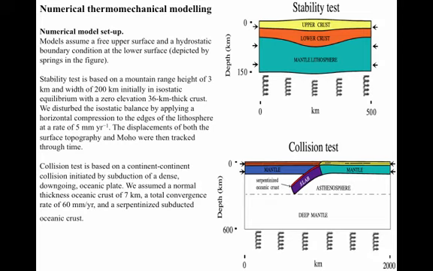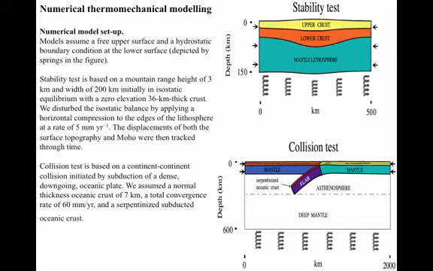There are numerical thermomechanical models that assume a free upper surface and a hydrostatic boundary condition at the lower surface. That's depicted by the springs in these models to the right. A stability test is based on a mountain range height of 3 kilometers and a width of 200 kilometers, initially in isostatic equilibrium with 0 elevation, 36-kilometer crust. They disturb the isostatic balance by applying a horizontal compression to the edges of the lithosphere at a rate of 5 millimeters per year. The displacements of both the surface topography and Moho were tracked through time.